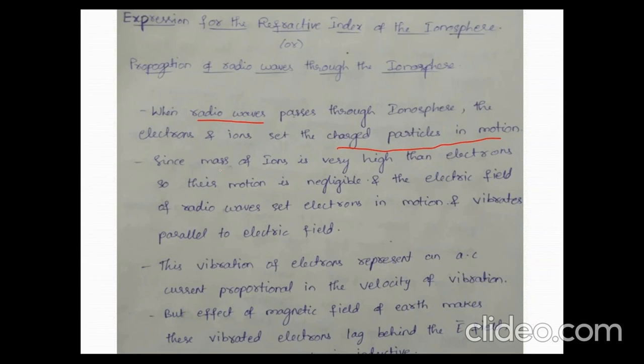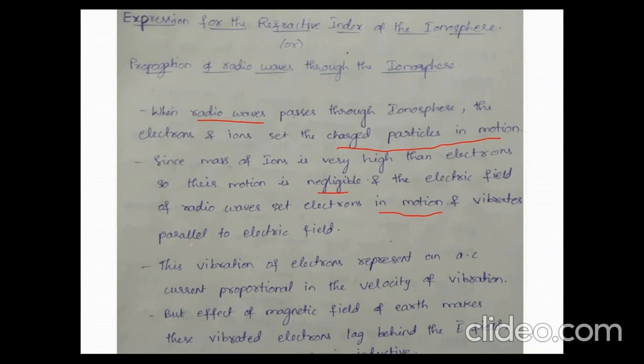Since the mass of ions is very high compared with electrons, when radio waves hit the ions, they will not move much. It is very little motion. That's why we treat the movement of ions as negligible. We consider only the electric field of the radio waves making electrons move here and there, due to which there will be some vibration parallel to the electric field of the radio waves, or electromagnetic waves.